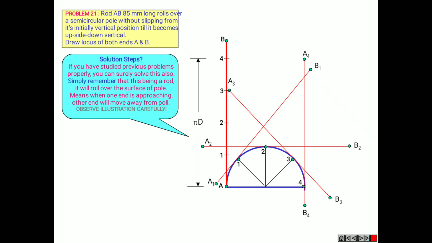So he's telling us to join all B values and join all A values. Is it clear? So we'll see it again.